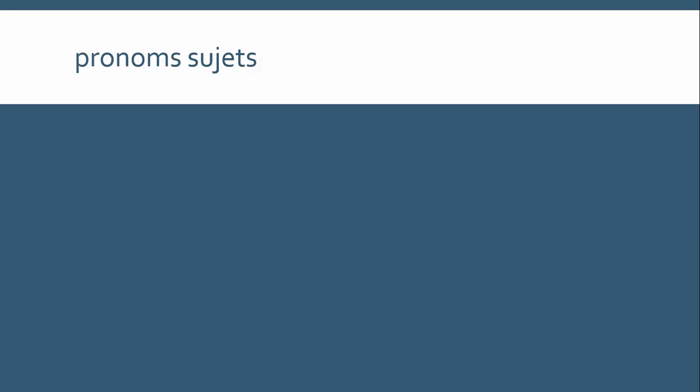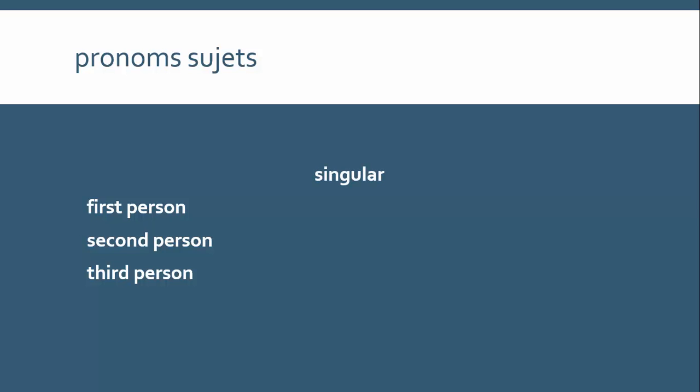Pronouns are based on two criteria. We have person and number. There are three persons or people, however you want to say it. We have the first person, that's the speaker. The second person, that's the listener. And the third person is some other person who isn't involved. Then of course number is just singular, one, or plural, more than one. And so from this we have 6 potential subject pronouns.